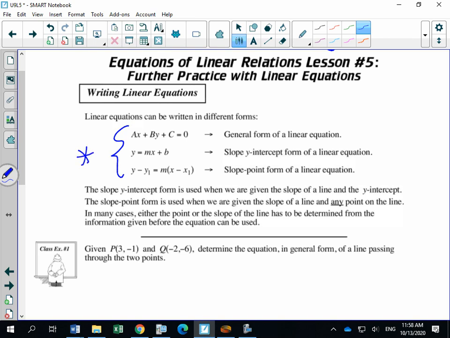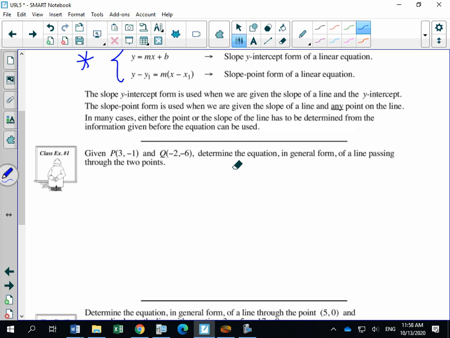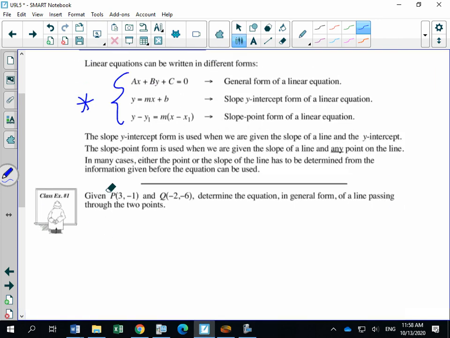On your unit exam, I will be giving everybody a formula sheet that has these 3. The majority of you will have it memorized. Okay, class example number 1. Given 2 points, determine the equation in general form of a line passing through the 2 points. So it doesn't tell you which equation to use, you just have to sort of figure it out.